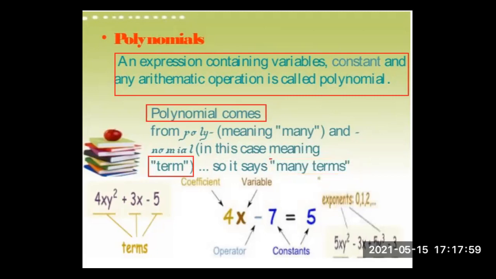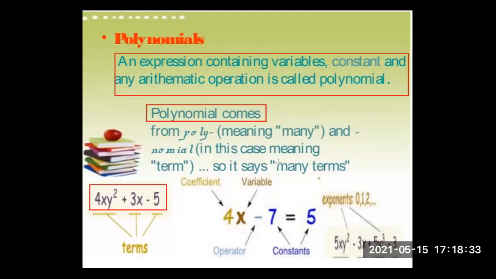You can see on your screen, let me mark. Here you can see one expression, that is 4x square plus 3x minus 5. So this whole one we can call terms, or we can call an expression. This whole 4x square plus 3x minus 5, we can call one term, or we can call an expression.